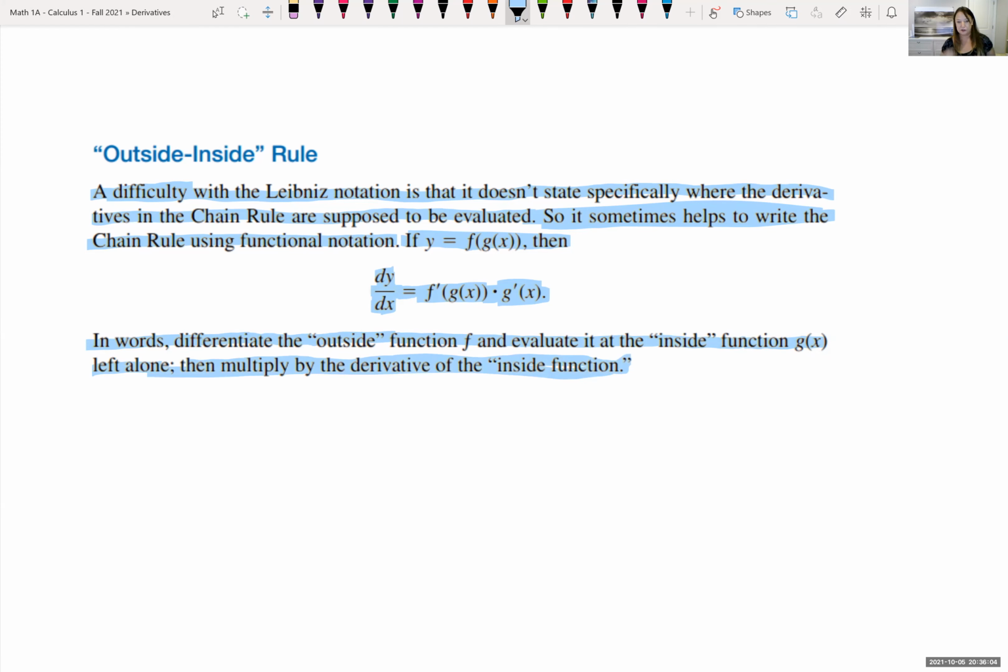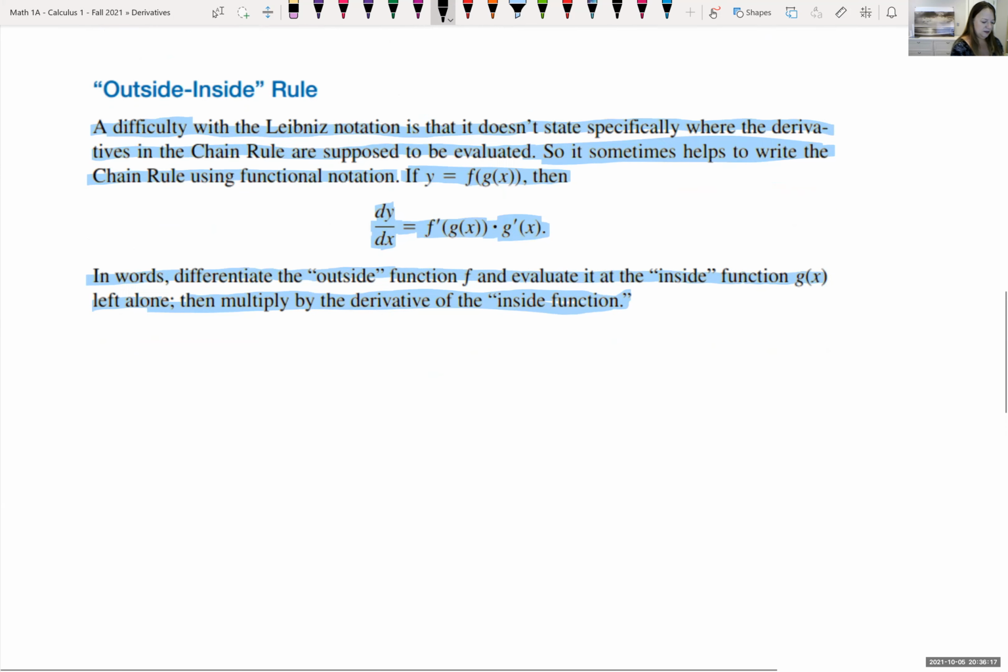So you'll hear me say the derivative of the outer of the inner times the derivative of the inner when I'm doing this outside inside. Okay, so let's look at some more examples.